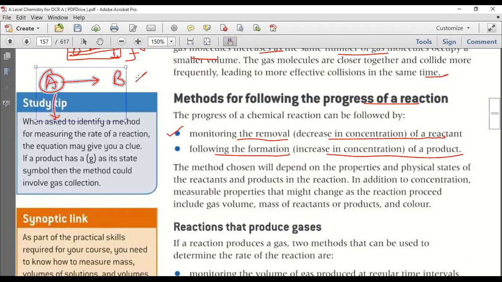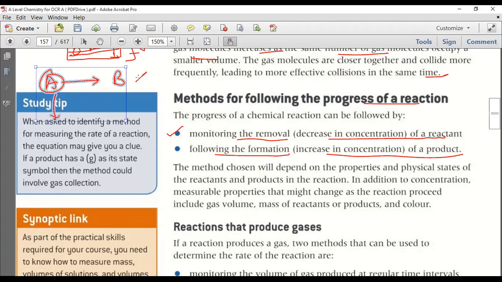That is how quickly the reactants are disappearing, or the decreasing concentration of reactant. Or the second way is how fast the rate of formation of product. So monitoring the removal, that is decreasing the concentration of reactant, and monitoring the formation, that is the increase in the concentration of product, are the two methods to understand the progress of a chemical reaction.